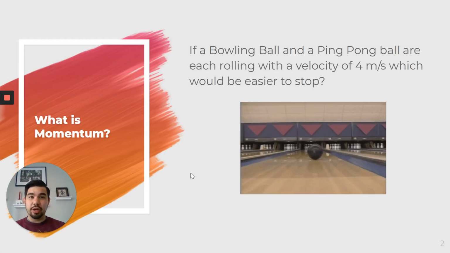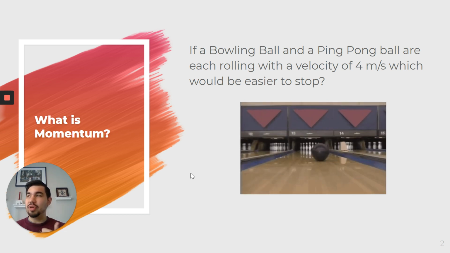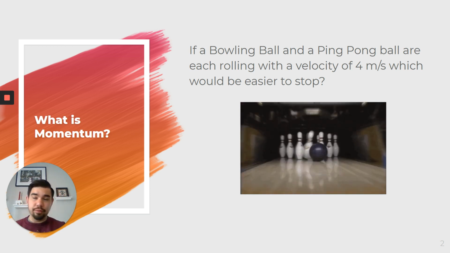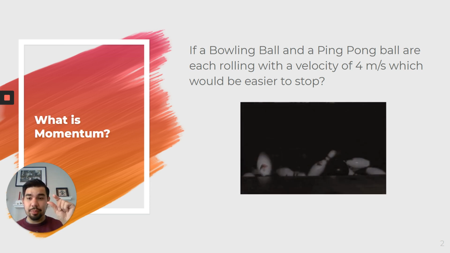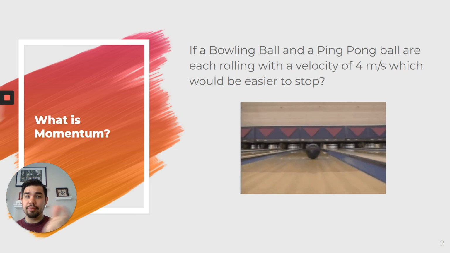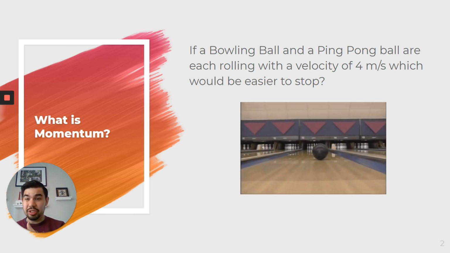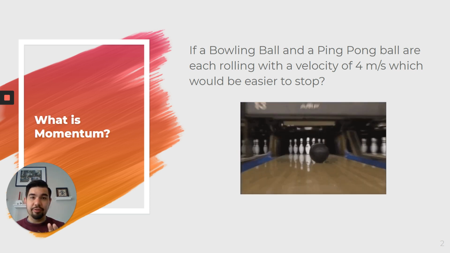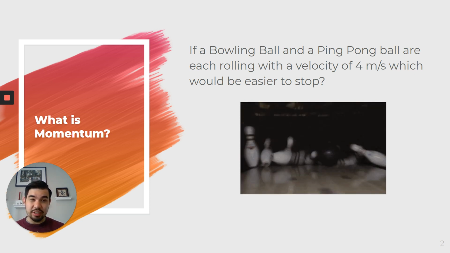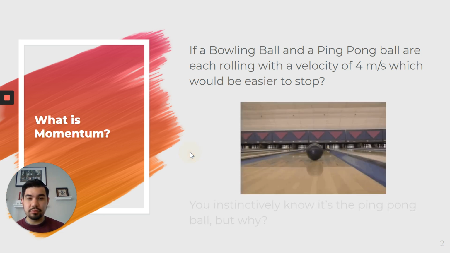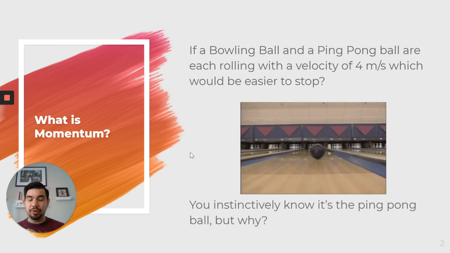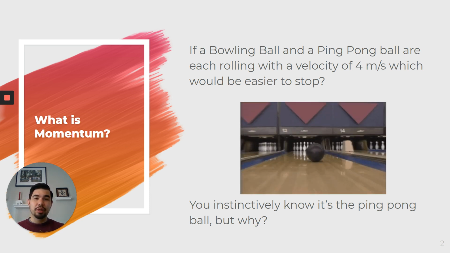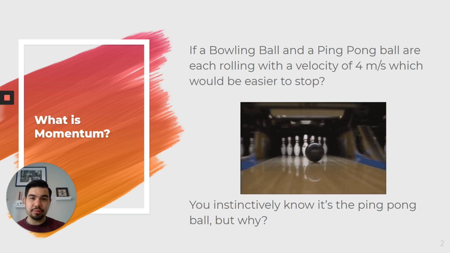All right, so we're going to start by talking about what is momentum. So we have the example, if we had a bowling ball that was rolling with a velocity of 4 meters per second and a ping pong ball also rolling with a velocity of 4 meters per second, our question is, which would be easier to stop? Which ball would you rather be in the way of? Take a second to kind of think through it. Instinctively, you already know that the ping pong ball is going to be way easier to stop than the bowling ball. But why is that exactly?